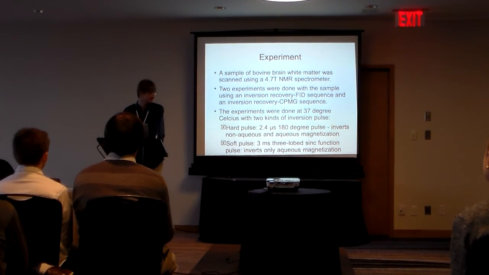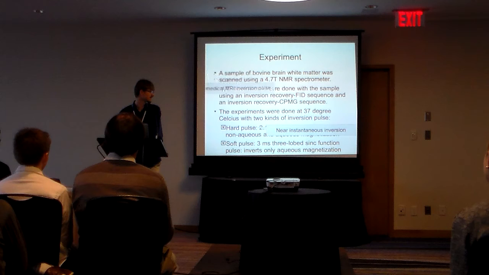So what was the experiment? We took a sample of bovine brain, so that's cow brain, and we put it in an NMR spectrometer, and we did two kinds of experiments. Inversion recovery followed by an FID sequence, and an inversion recovery followed by a CPMG sequence, and I will explain both of those. And we used two kinds of inversion pulses. A hard pulse, which was a really quick 180-degree pulse, and a soft pulse, a long 3-millisecond pulse. And I'll again explain why we're using inversion pulses.